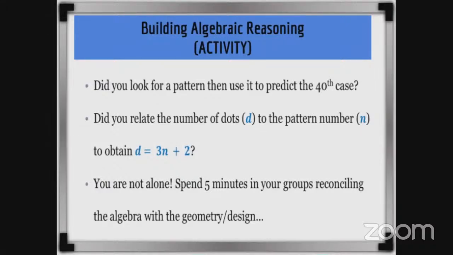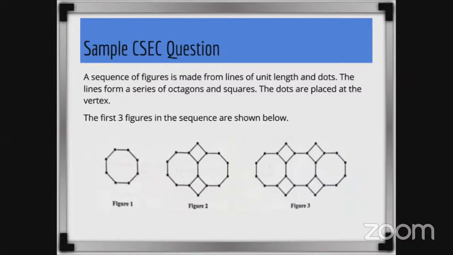For the decomposing pattern task, let us look at a sample CSEC question here with sequences and patterns. A sequence of figures is made from lines of unit length and dots. The lines form a series of octagons and squares. The dots are placed at the vertices. The first three figures in the sequence are shown below. So we have figure 1, figure 2, figure 3. What pattern are you seeing in the sequence here? What is happening?